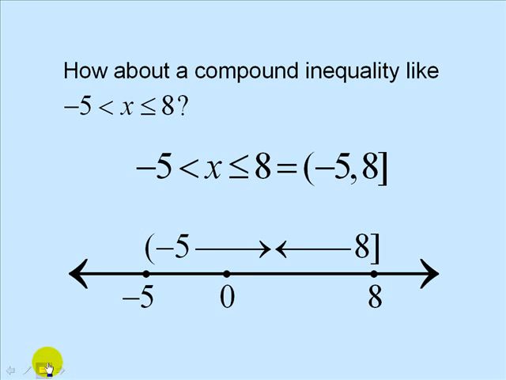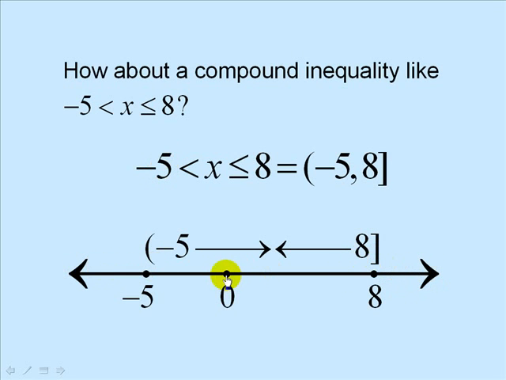How about a compound inequality? Negative 5 less than x, less than or equal to 8. I like to think of that as x being trapped between negative 5 and 8 because it makes it visually easy for me to graph it. But you can always just take it a piece at a time and say, okay, I want x that's bigger than negative 5. So again, you start with your number line.